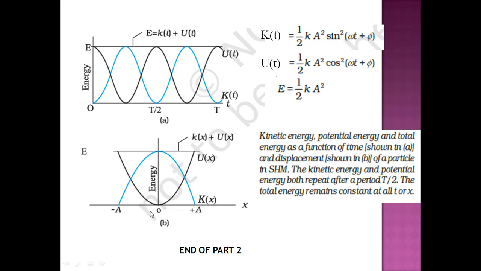Kinetic energy is maximum at the center and minimum at minus A and plus A. Just the opposite happens in the case of potential energy, which is represented by the black line. Potential energy is minimum at the center position and maximum at plus A and minus A. And total energy is a constant. It is given by the black line on top. It is uniform. It is always half K A squared.